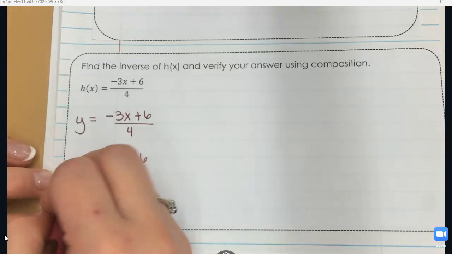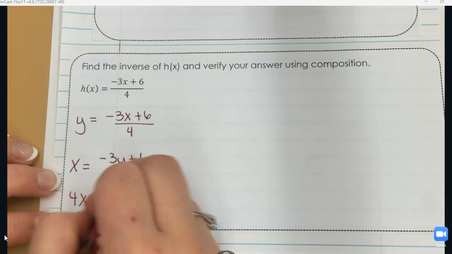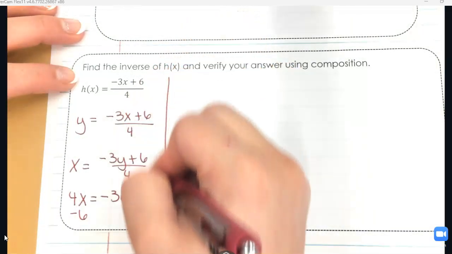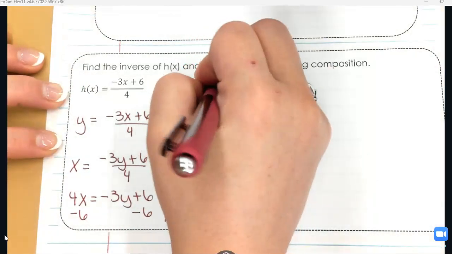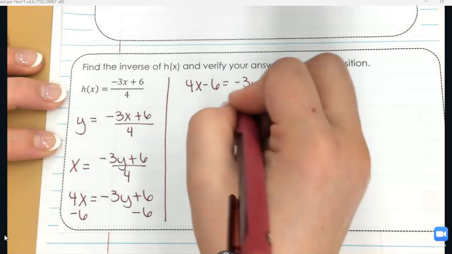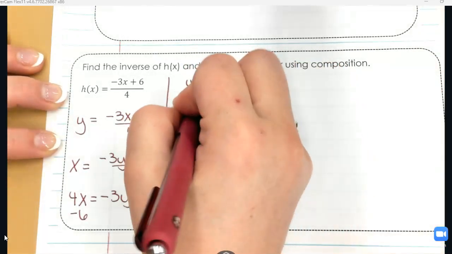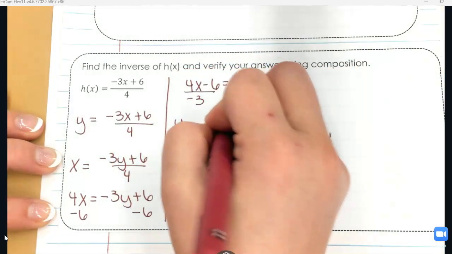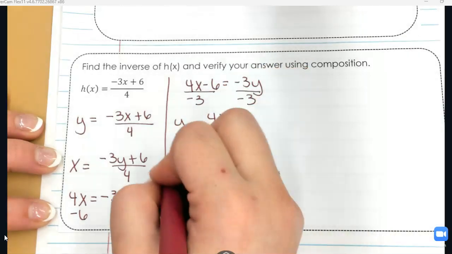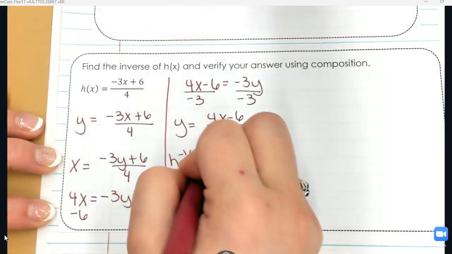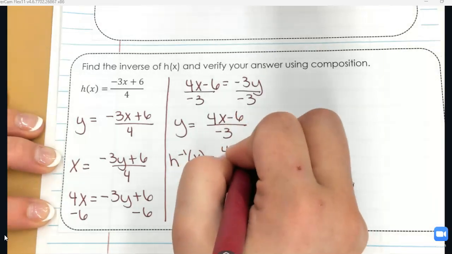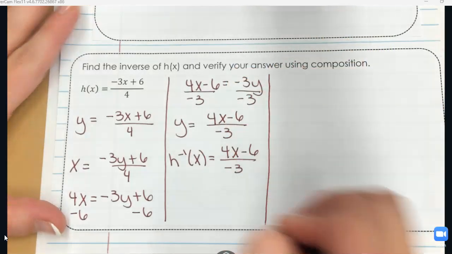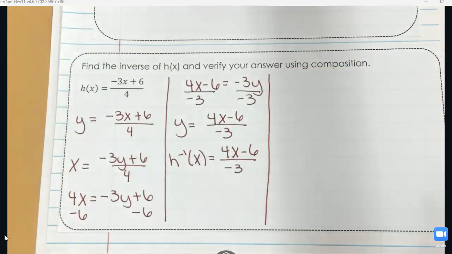So first I'm going to multiply both sides by 4 to get rid of my denominator. Then I'm going to subtract 6. So now I've got 4x minus 6 equals negative 3y. And then I can divide everything by negative 3. So y equals 4x minus 6 divided by negative 3. So that means h to the negative 1 of x, which is our inverse, is 4x minus 6 divided by negative 3.